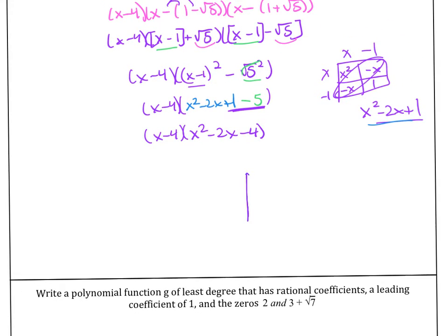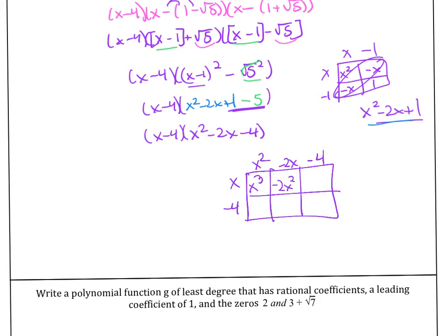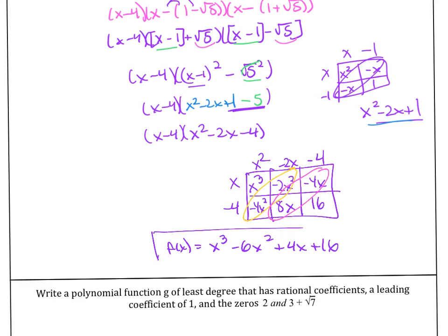Now I can use the box method, or you can use any method you're most comfortable with to multiply this through, and we're almost done. X times negative 4, x squared minus 2x minus 4. So we get x cubed minus 2x squared minus 4x, minus 4x squared, positive 8x, and positive 16. We can combine like terms. So we get f of x equals x cubed minus 6x squared plus 4x plus 16.